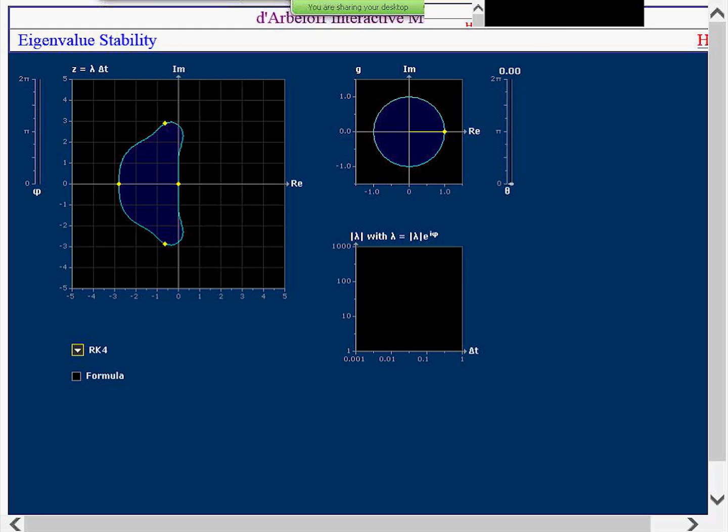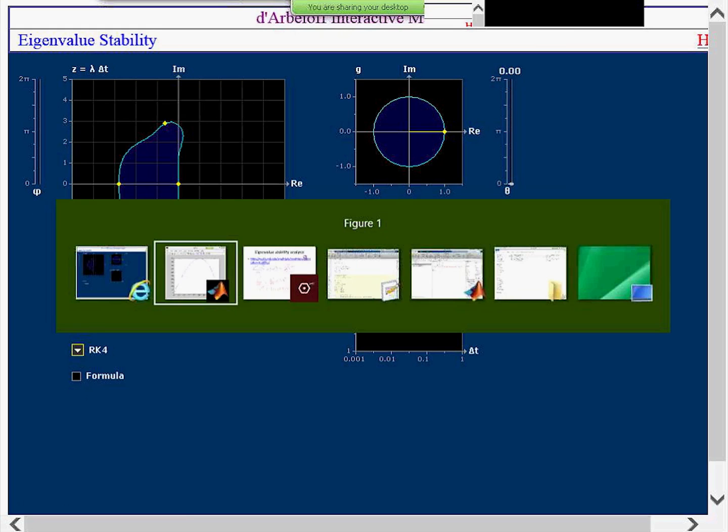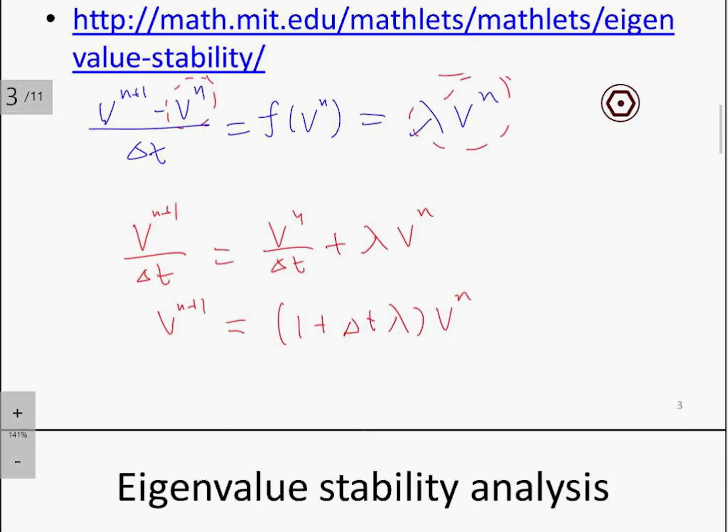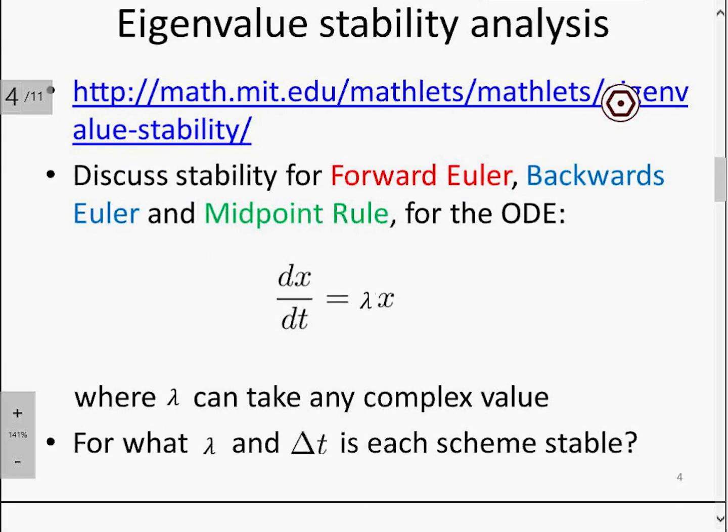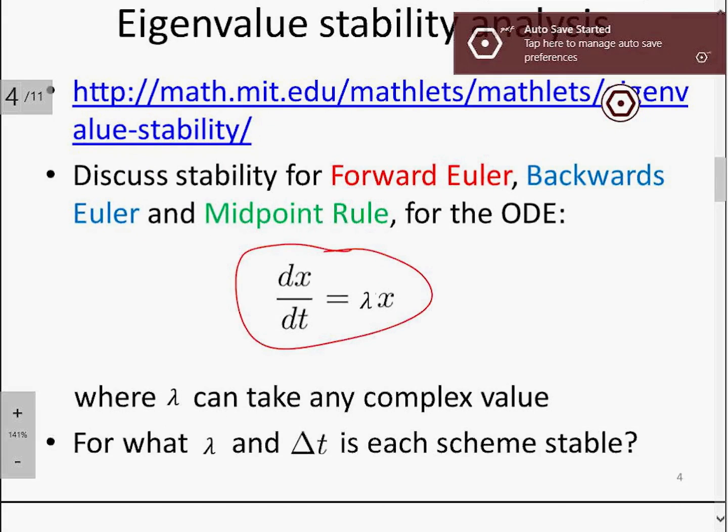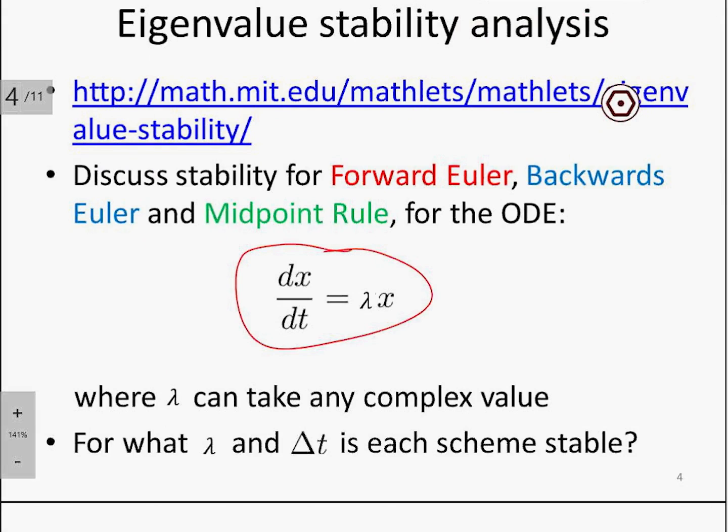So you take the individual formulas, say RK4, and then compare that to the analysis. What eigenvalue stability concerns is the equation dx/dt equals lambda x. We are looking at whether, if I apply the scheme with some delta t to this equation, I'm going to get a growing solution or a stable solution.